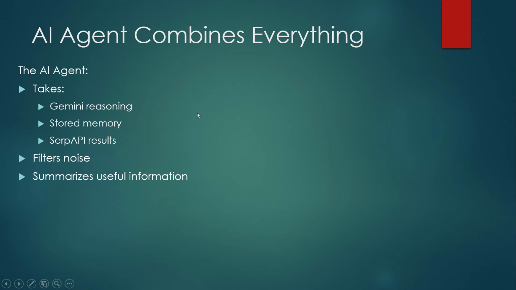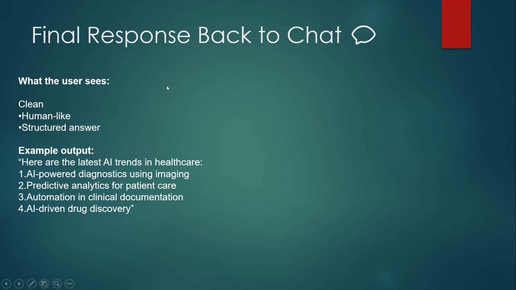While all those things are intact, what the AI agent will do is take the reasoning from Gemini, store the memory, scrape the API, and finally, after filtering noise, meaning whatever needs to be removed from that result, it will give summarized information to the user. So the final response the user gets is a human-like response, in which the user can get all that information very clean in terms of data, in terms of all the cleansing that needs to be done on the data. It will get a clean, human-like or structured answer.